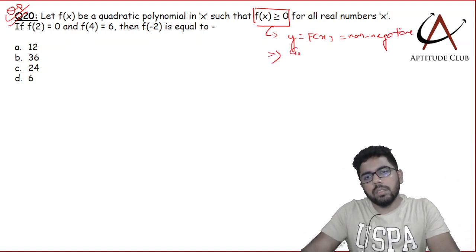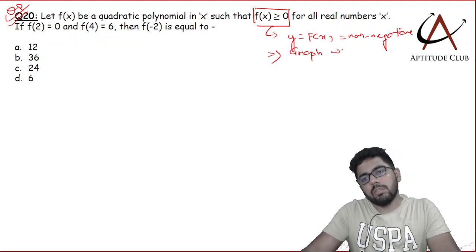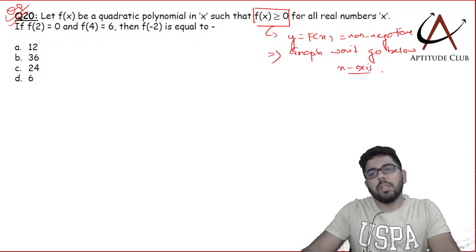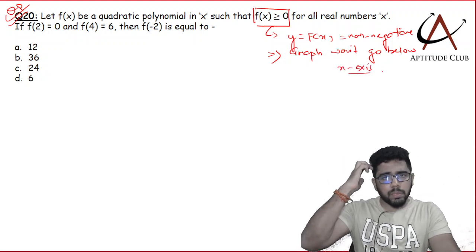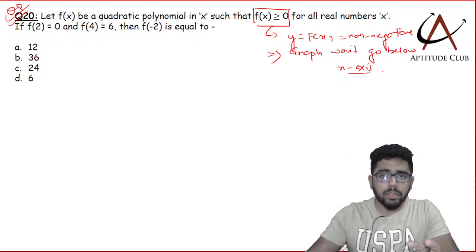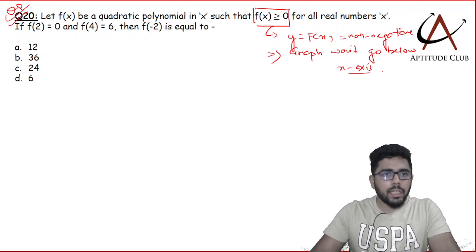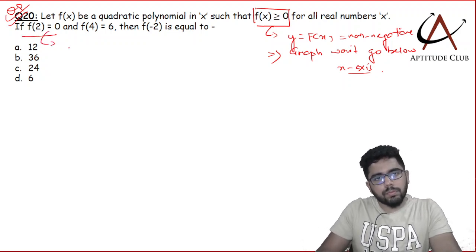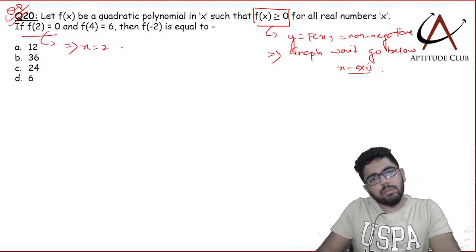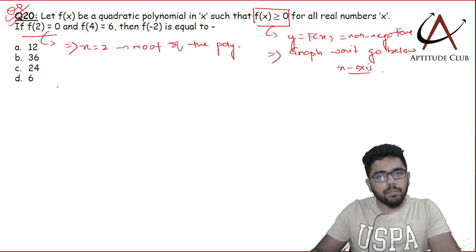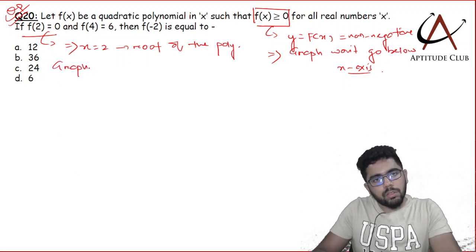This implies the graph won't go below x-axis. Can I conclude this? Because the moment you go below x-axis, y will become negative. Because here y cannot be negative, graph won't go below x-axis. It is saying f of 2 is equal to 0. This implies x equal to 2 is a root of the polynomial. So from this I can draw the graph like this.